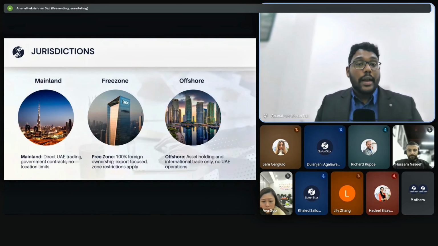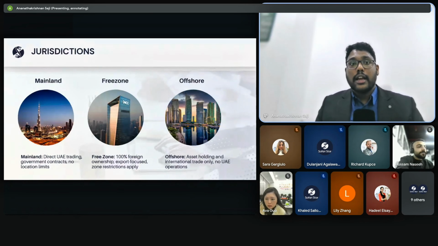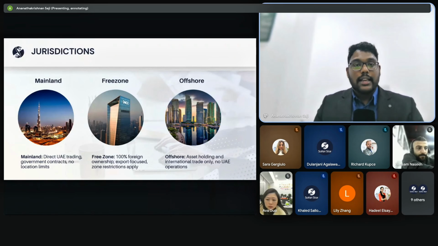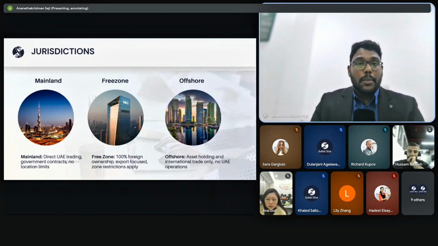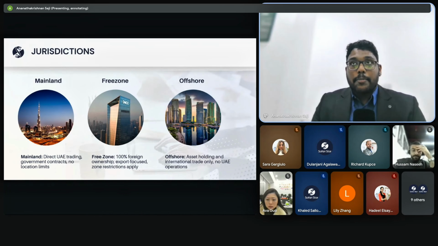And now let's say you want to enjoy the tax benefits of UAE, but you'll be doing business outside the UAE. In that case, the jurisdiction which is suitable for you is offshore. And there are four kinds of offshore companies in UAE. One is Ajman Offshore, the second one is DIFC, the third one is ADGM, and the fourth one is RAK-ICC. Nowadays, the most commonly recognized one with an easy registration process is RAK-ICC, and the costs are also comparatively much cheaper.